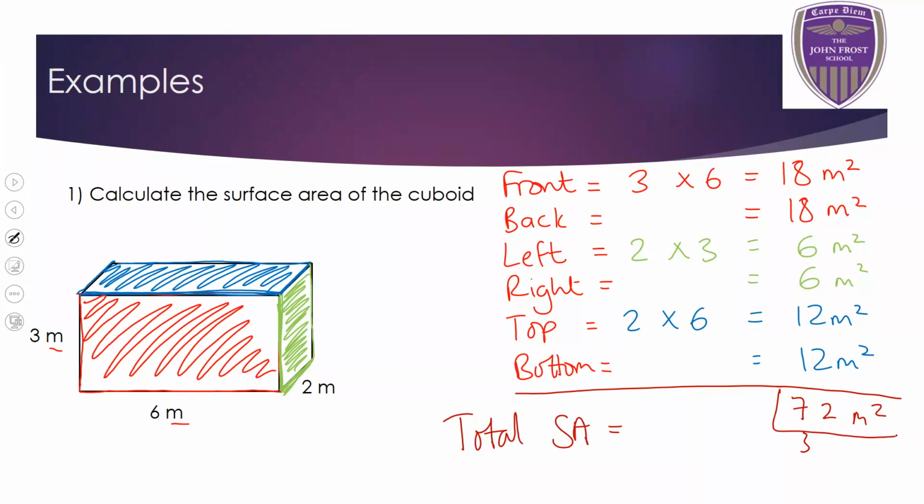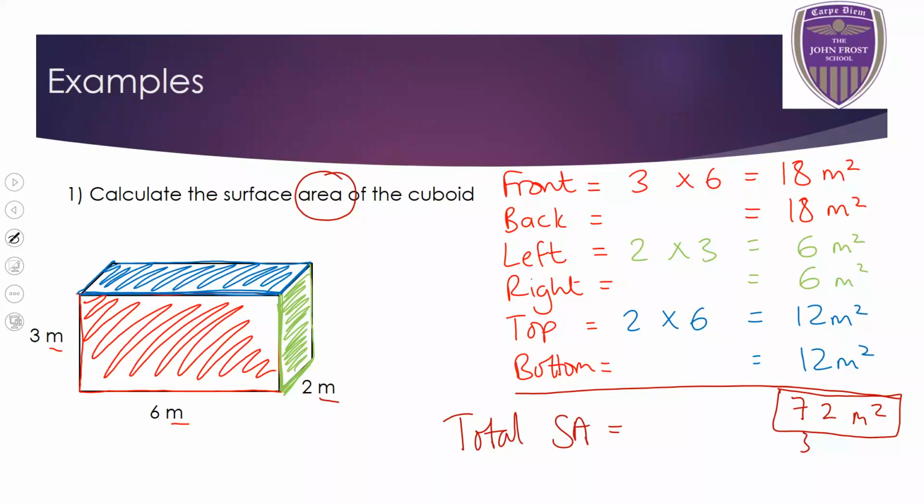Okay, so total surface area of that cuboid is 72 meters squared. All right, it's meters because that's what the units are in the question, and it's squared because we're doing area. All right, so even though it's a 3D shape, we're working out the area. So it's got to be squared. All right. So that's a long method.